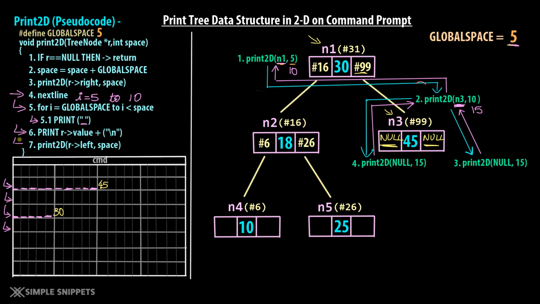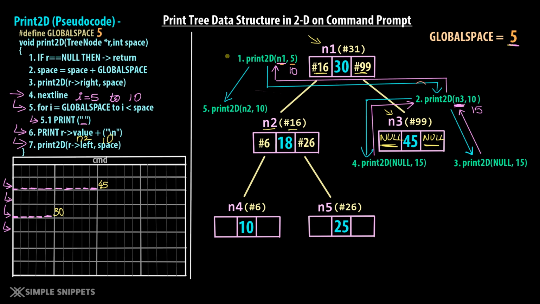After this, we proceed to the 7th step, which is another print2d recursive call, and we are saying r of left. r is currently n1. What is there to the left of n1? We have hash 16, which is nothing but the address of n2. So now we are passing n2 over here, and we are also passing the space. The space inside the first print2d is 10. So we are going to pass 10 over here. So a 5th print2d function is called from the first print2d at the 7th instruction.